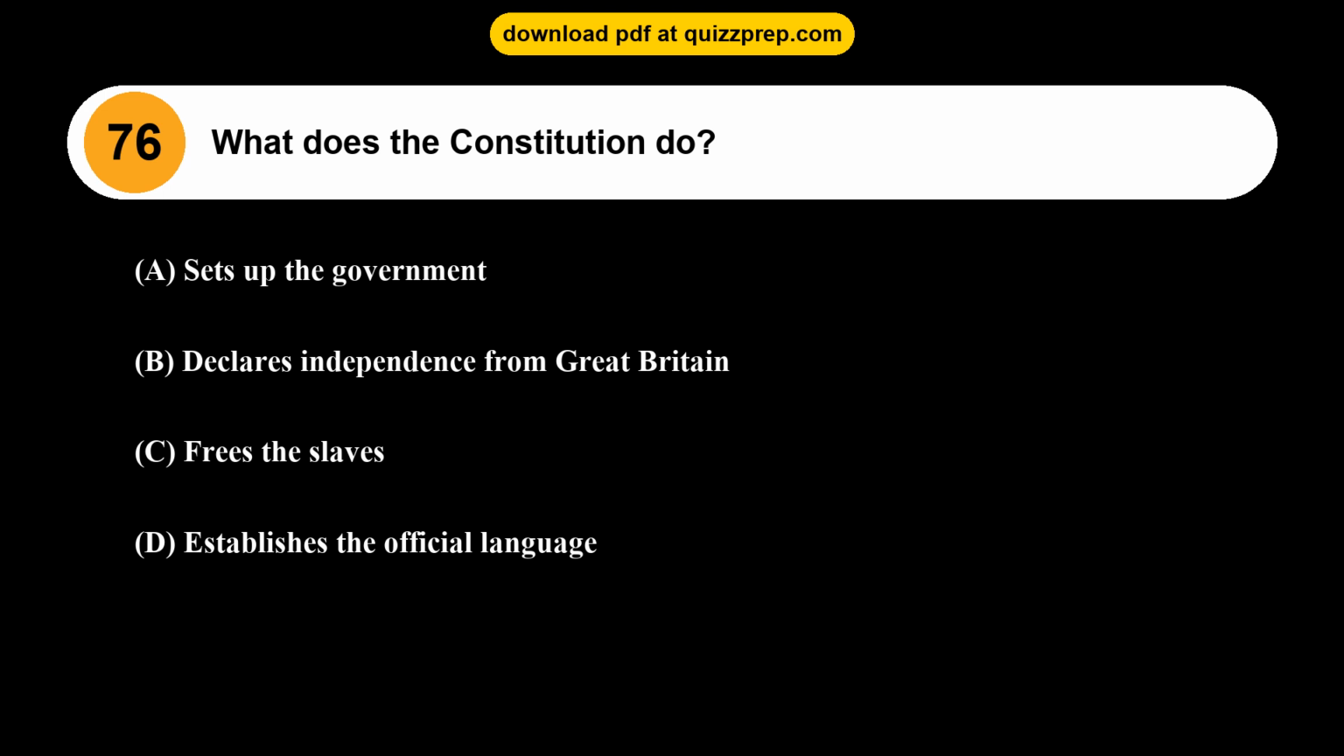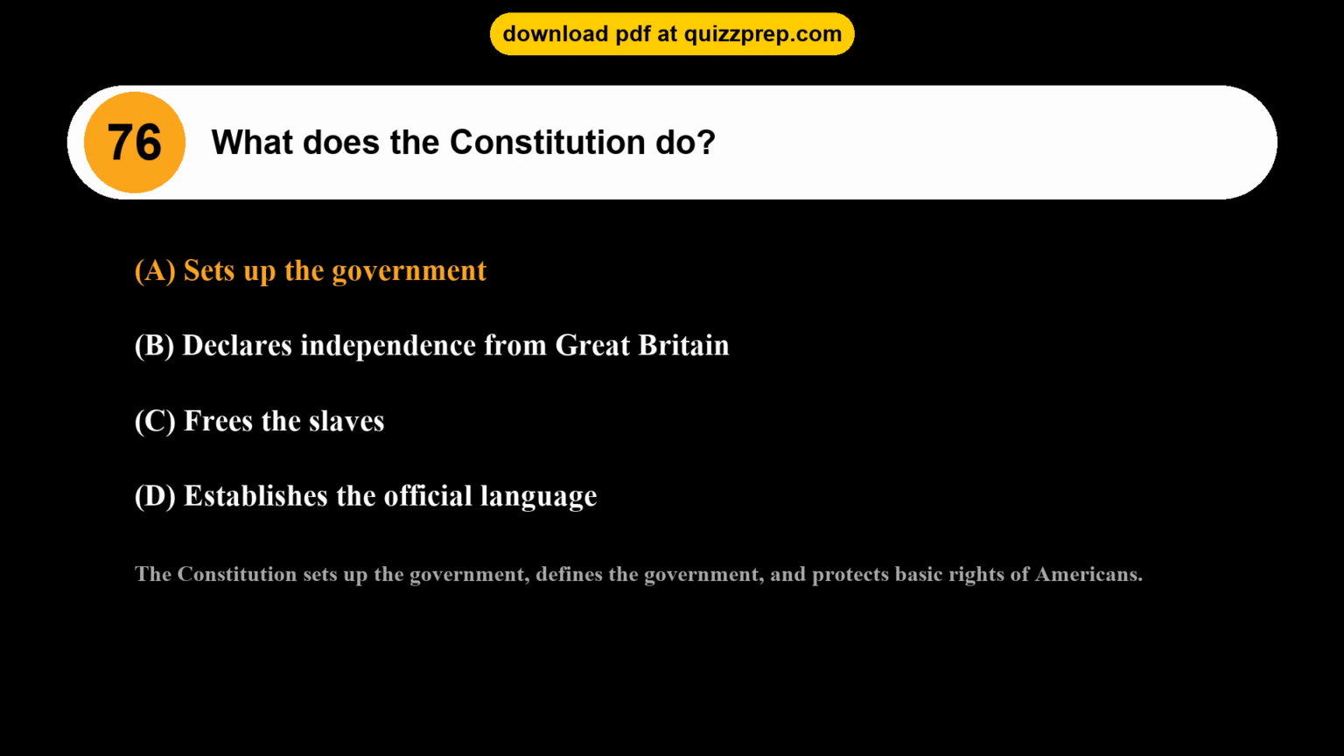Option D, establishes the official language. The correct answer is option A, sets up the government. The Constitution sets up the government, defines the government, and protects basic rights of Americans.